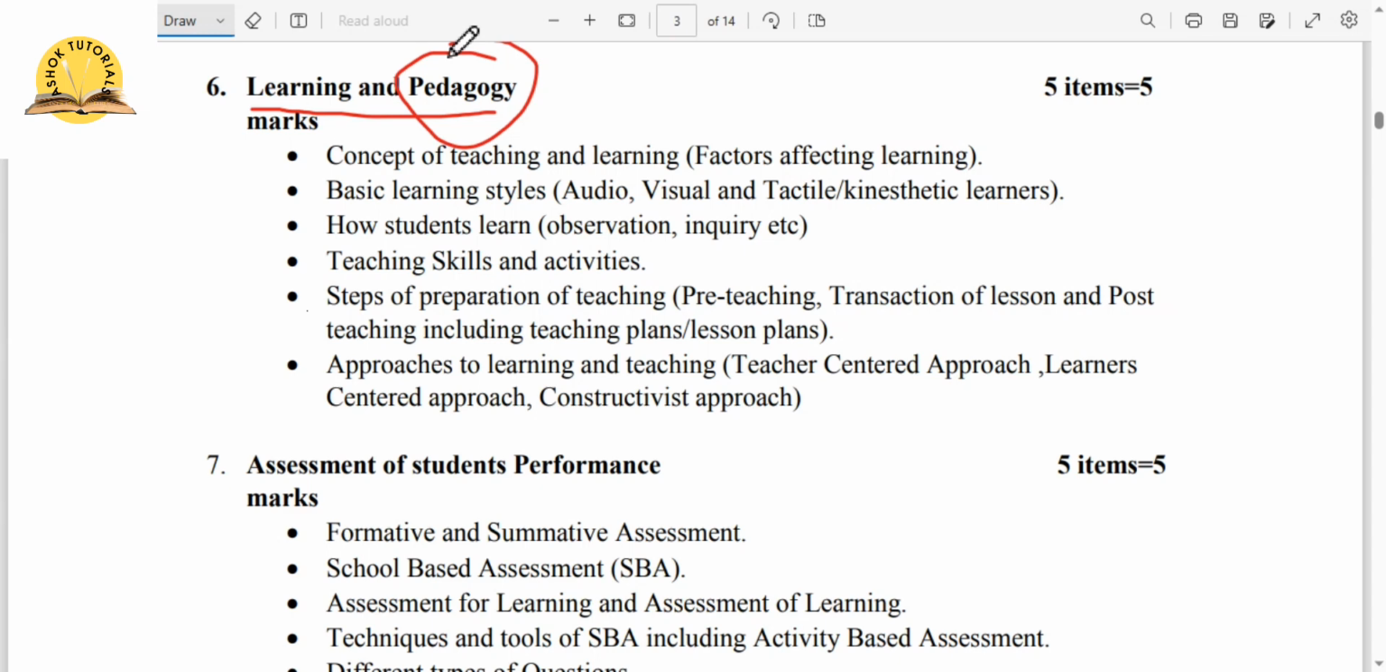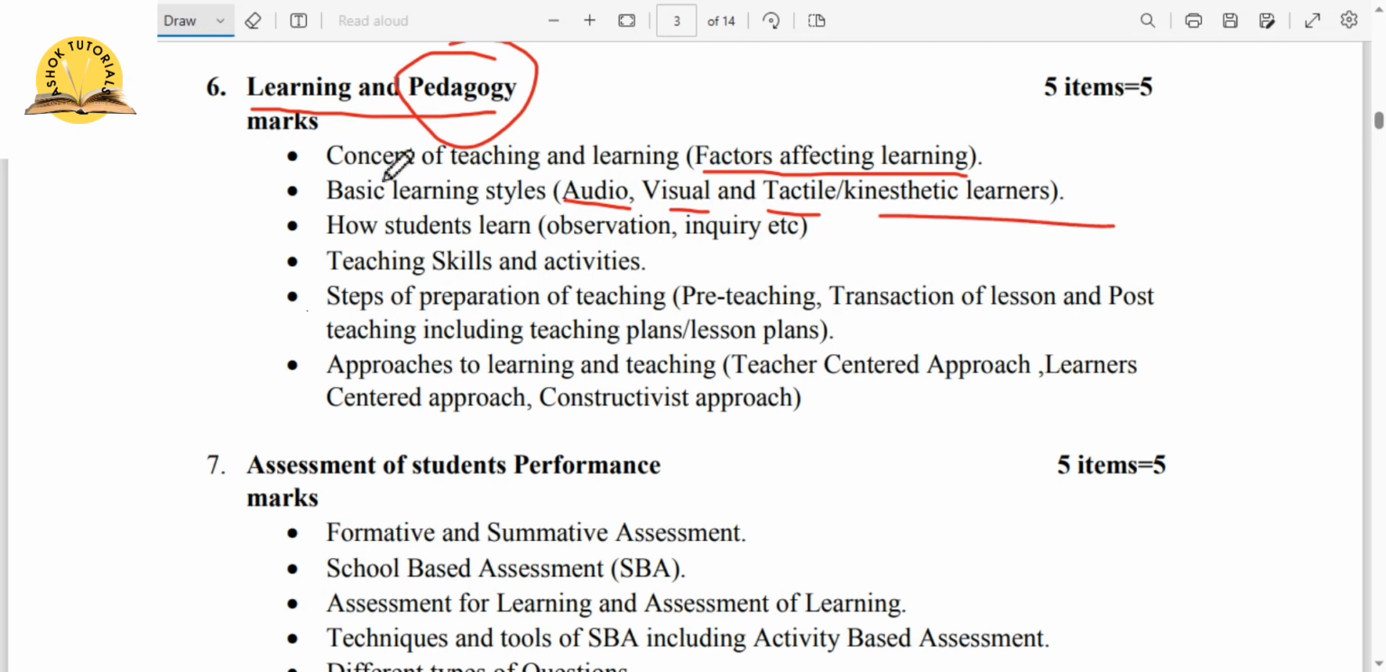So this is learning and pedagogy. What are we going to learn here? Concept of teaching and learning. So what are the different concepts? How do we teach and how do we learn? And also we will be learning about factors affecting learning. What are the different types of factors which affect learning? Then we will learn about basic learning styles: audio, visual, tactile, kinesthetic, the different types of learners.